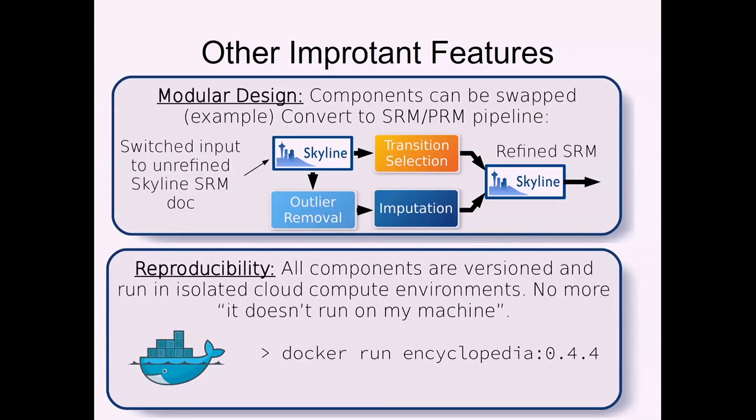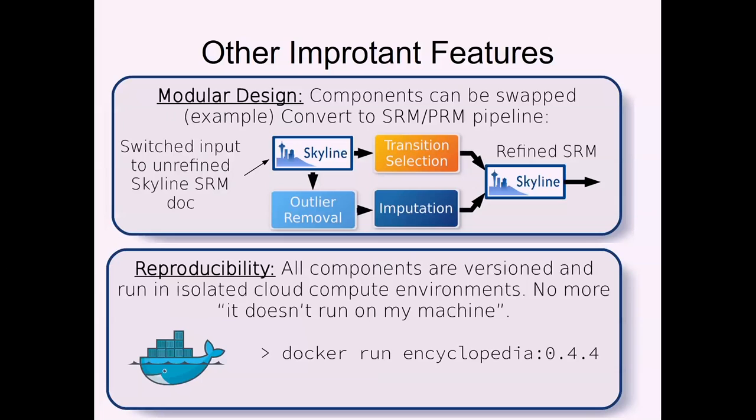And there's also this modular design, and so people in the lab have already started thinking about, well, maybe we can have it for SRM data where Skyline starts and generates an output. There's a transition selection or an outlier removal across many runs. We could potentially even do an imputation, and then we generate a new Skyline document. So you could take different portions of the pipeline out and replace them with different tools.